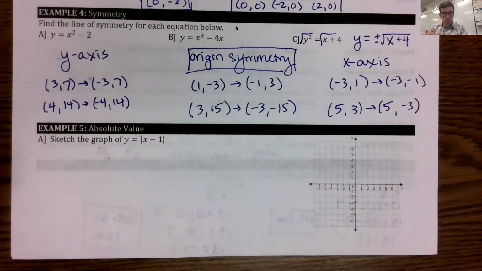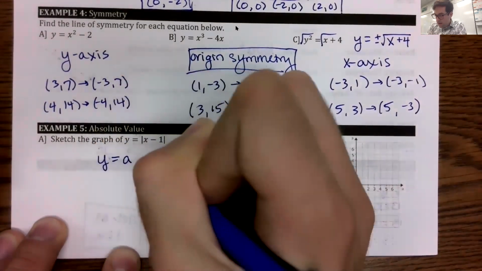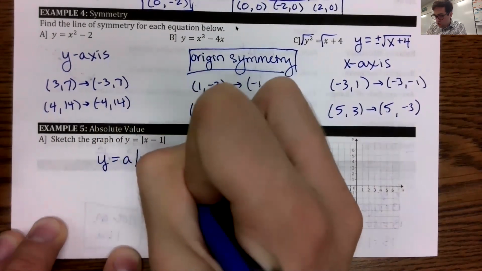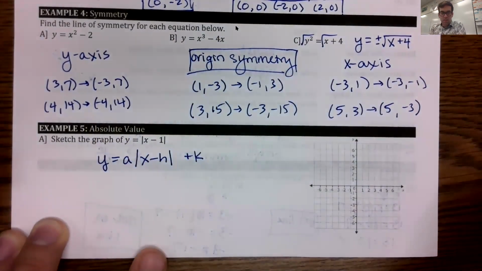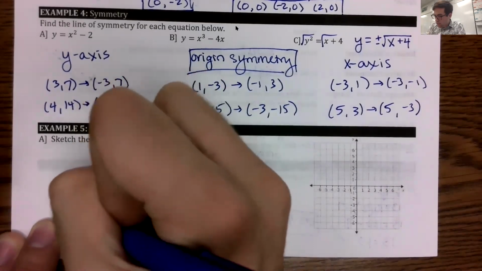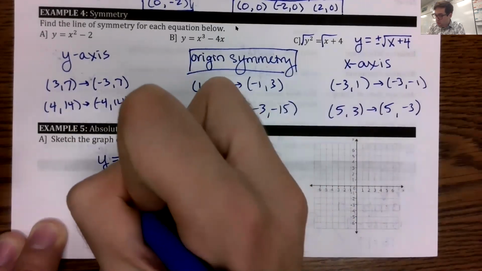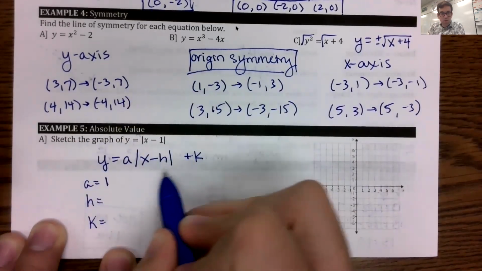Sketch the graph of y equals the absolute value of x minus 1. All right, if we look at the formula for absolute value, it looks like this: a times absolute value of x minus h plus k. So in this question, we want to know what is a, what is h, what is k. There's nothing in front, so the a is going to be 1 because it's like 1 times whatever.